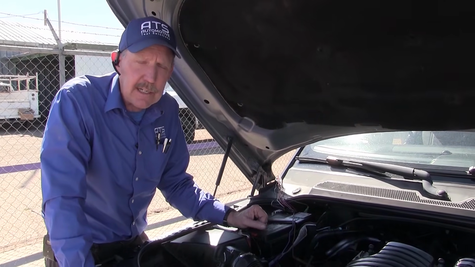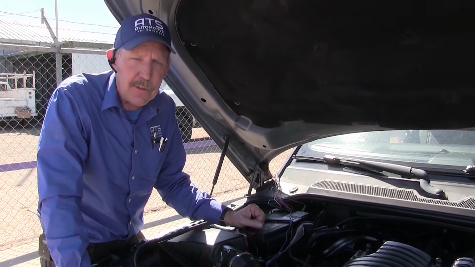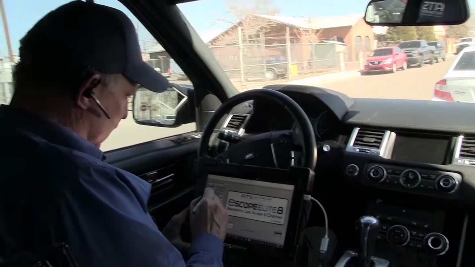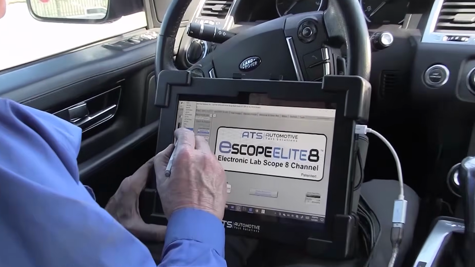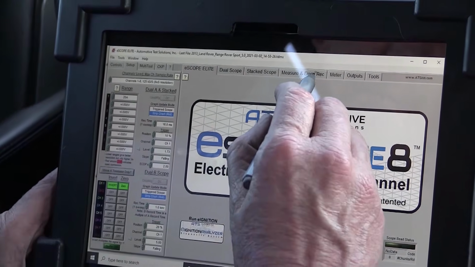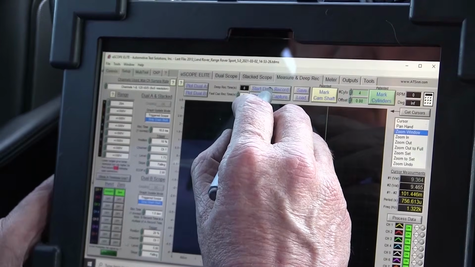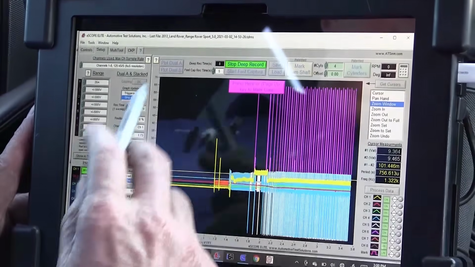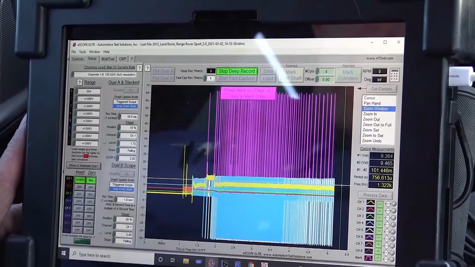Now let's go ahead and get that data so we can try to figure out what's going on with this Land Rover. Let's get the scope configured. On channel 1 we have the amp clamp, and that is a 20 amp clamp, and that's on the fuel pump. Now what we want to do is start the data capture. Let's start the car up. So this is the data that we're gathering off of it.